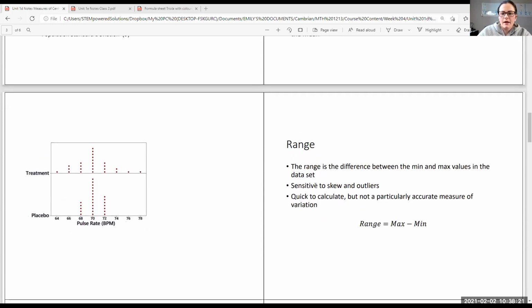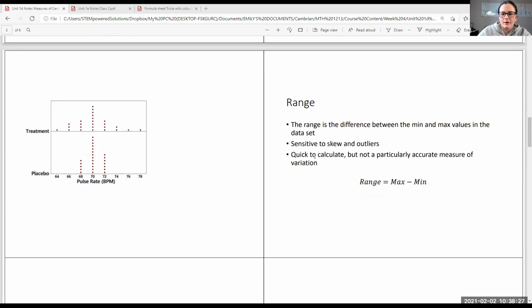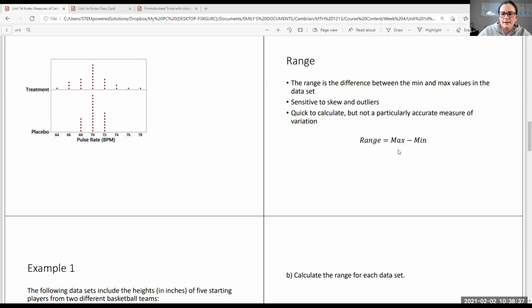The range. The range is the difference between the minimum and the maximum values in the data set, and it's sensitive to skew and outliers. Quick to calculate, but not a particularly accurate measure of variation. The range is equal to the maximum data value minus the minimum data value.